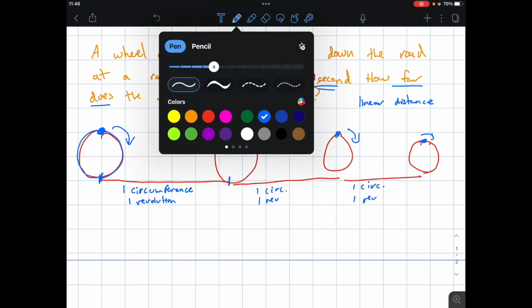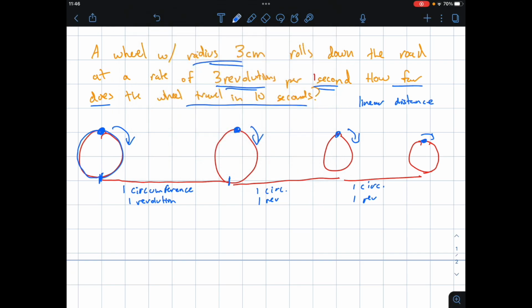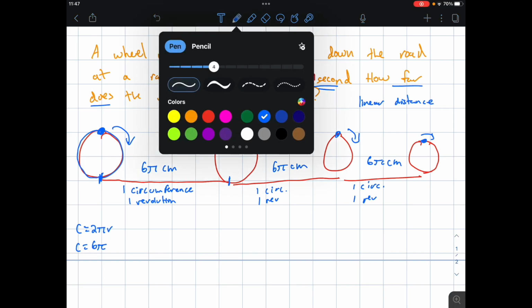All right, so now we can start to convert things, because we can calculate how many centimeters their circumference is, right? C is just 2 pi r, which in our case, the radius is 3, so the circumference is going to be 6 pi. Okay, so that means we go 6 pi centimeters every time we do a revolution. And then from that, we should be able to piece everything together.